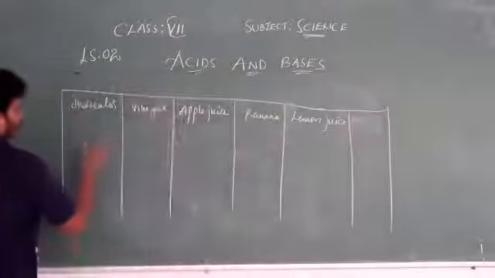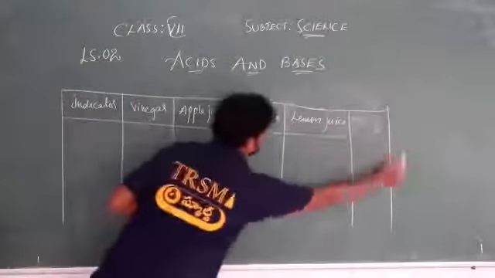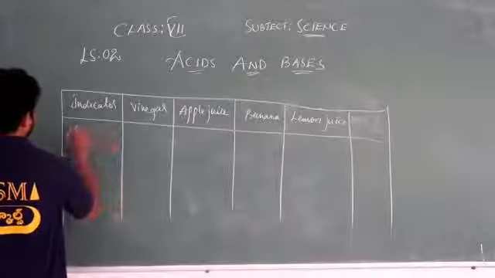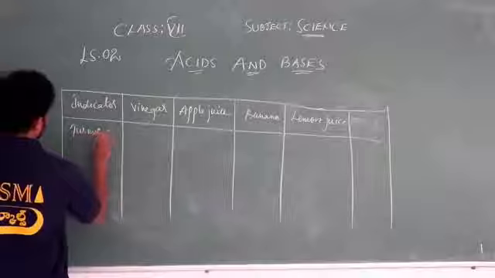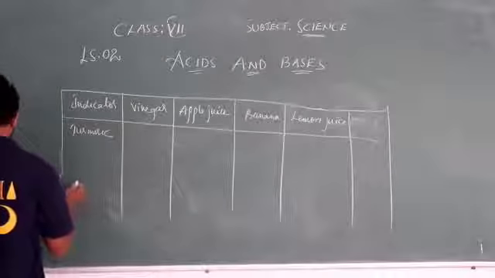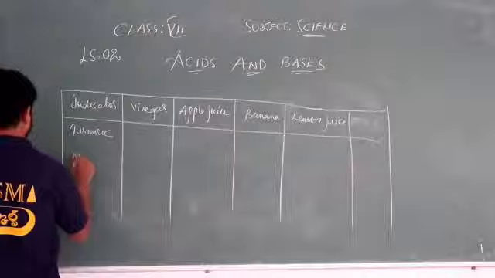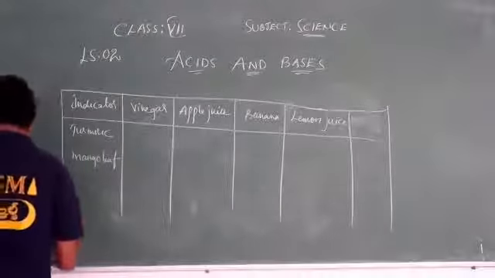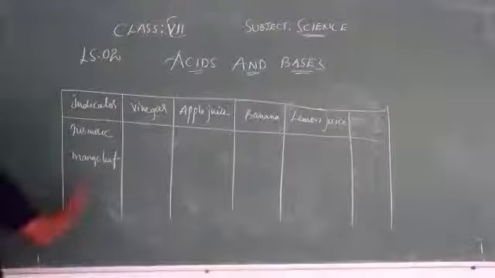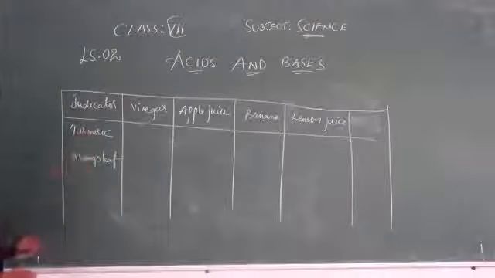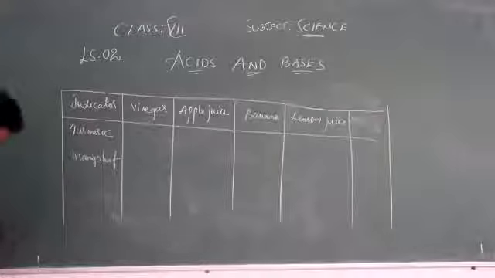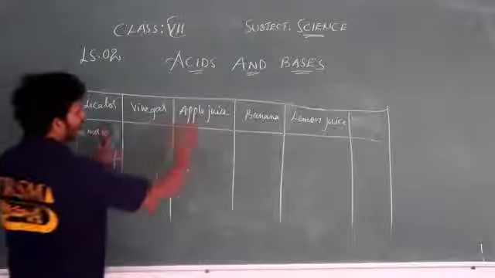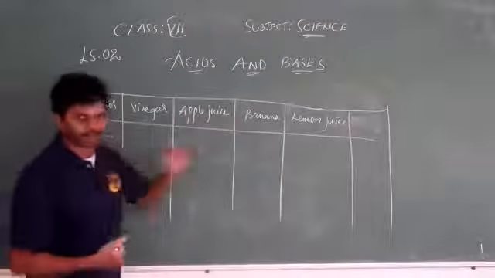So we need to take different indicators here. What are the different indicators? Like turmeric, and next mango leaf, and you can go for other indicators also. What are the changes we observe with the help of these indicators, with different materials, different substances, different samples?